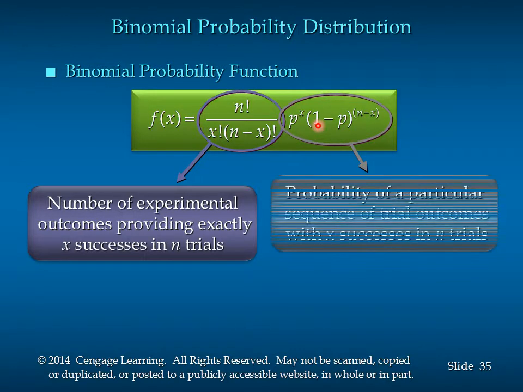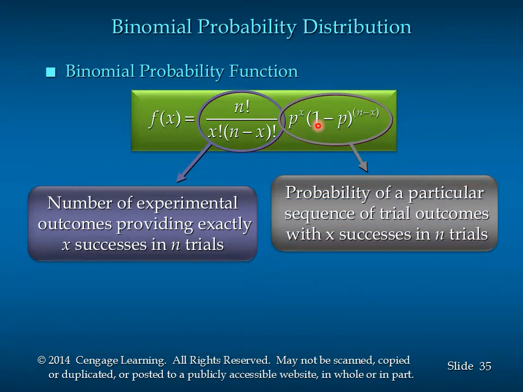Hope that comes up. There we go. I'm just going to read this to make sure you understand it. It's the probability of a particular sequence of trial outcomes with X successes in N trials. So you have X number of successes, you have N trials, and you plug it into this handy-dandy formula, and you come up with your binomial probability distribution. Or actually, to be more specific, the probability that X successes will occur in this case.